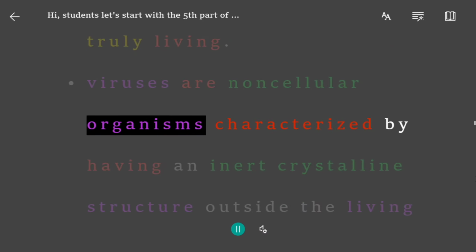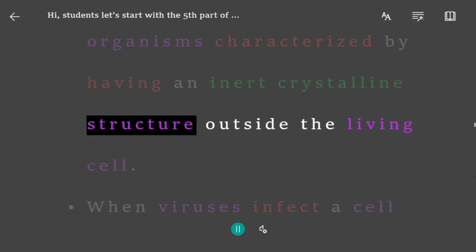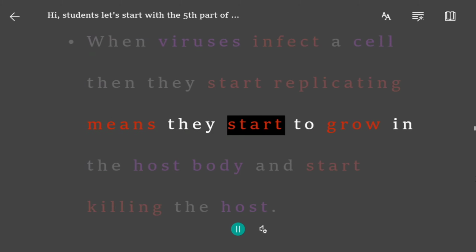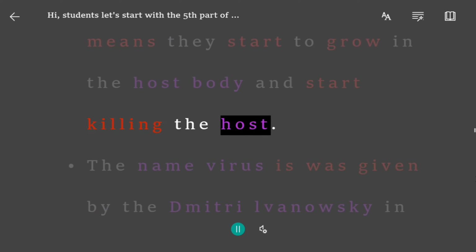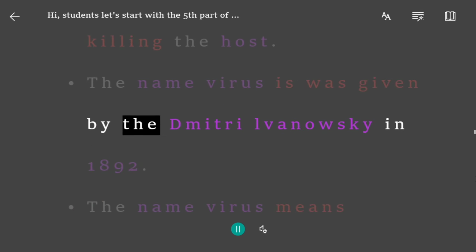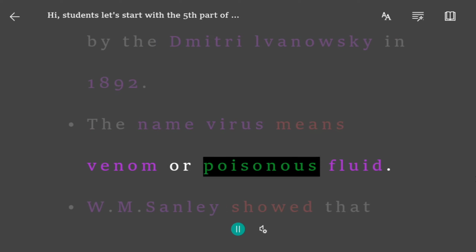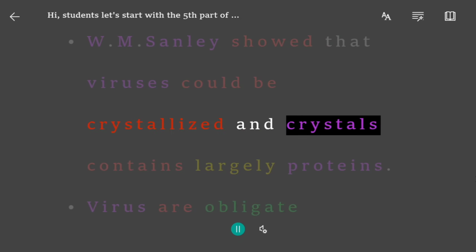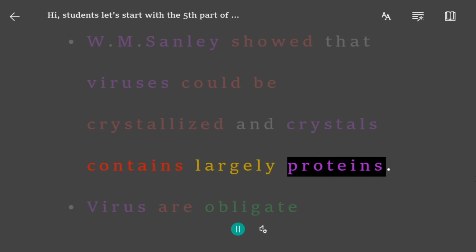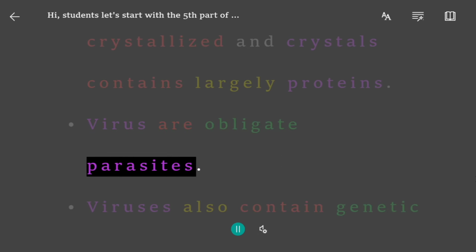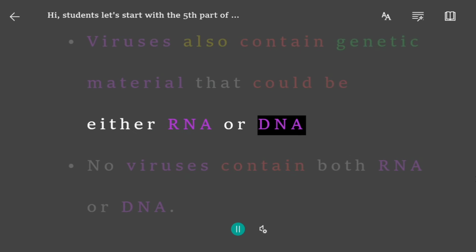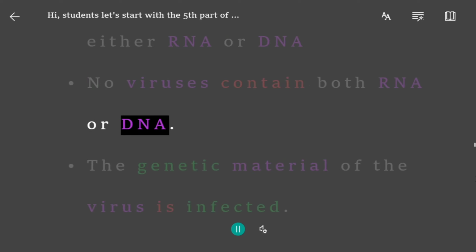Viruses are non-cellular organisms characterized by having an inert crystalline structure outside the living cell. When viruses infect a cell, they start replicating, meaning they start to grow in the host body and start killing the host. The name virus was given by Dmitri Ivanovsky in 1892. The name virus means venom or poisonous fluid. W.M. Stanley showed that viruses could be crystallized, and the crystals contain largely proteins. Viruses are obligate parasites. Viruses also contain genetic material that could be either RNA or DNA. No virus contains both RNA and DNA.